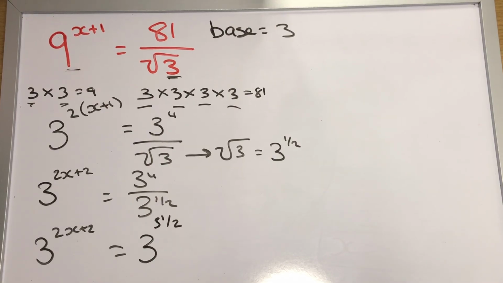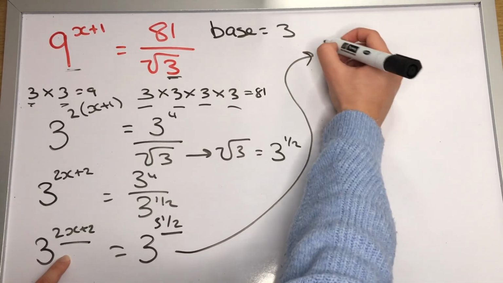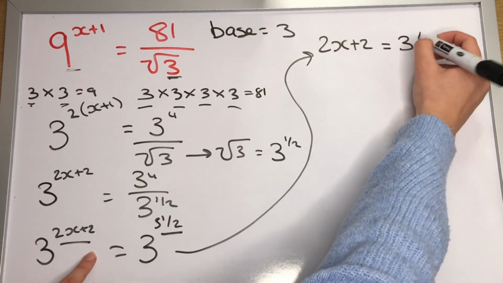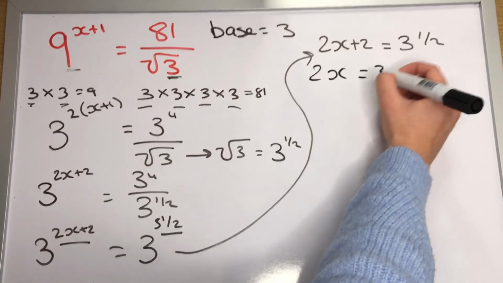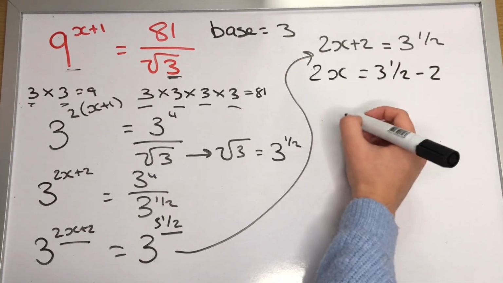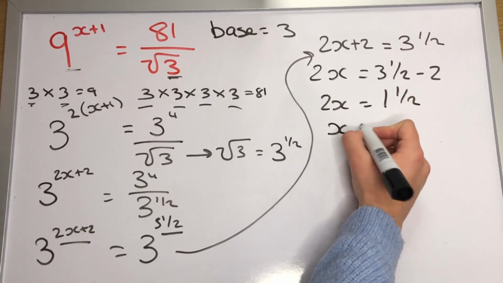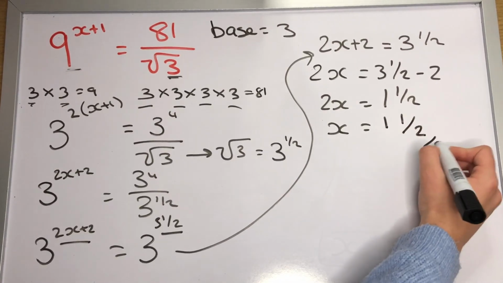So now I have a number equals a number, and I have the indices. Now I can solve for x. So I'll bring this all the way over here. So 2x plus 2 is equal to 3 and a half. Solve for x. So 2x is equal to 3 and a half minus 2. So 2x is equal to 1 and a half. Now we'll do x is equal to 1 and a half, and I bring this 2 over, that's another 2.